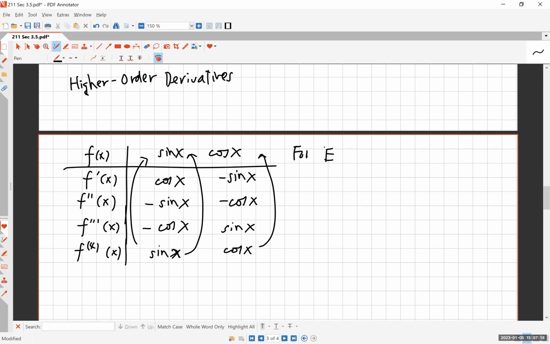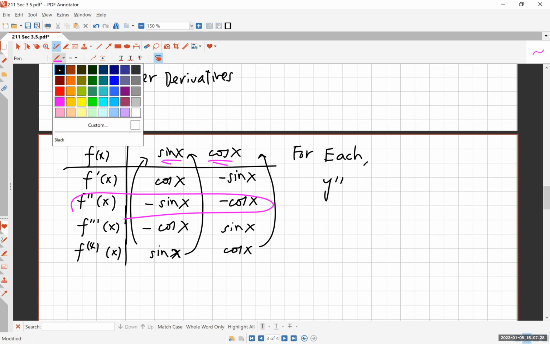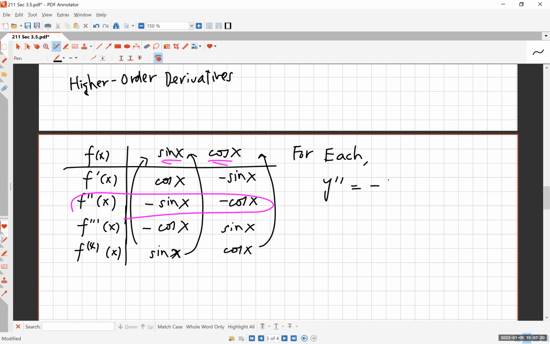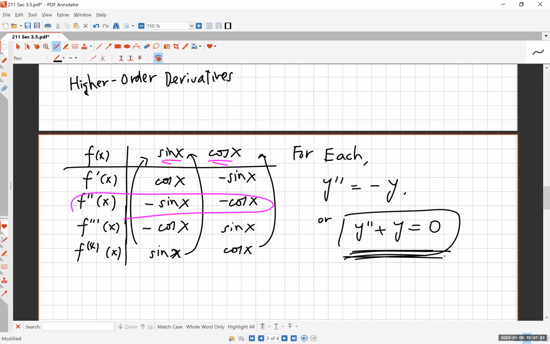Okay, so for each of these, notice the second derivative is exactly the opposite of what you started with. Okay, in other words, the second derivative of y plus y is equal to 0. Now you can look far and wide. And by the way, this is actually a very important equation. This is called a second order differential equation. And you will study more about these things in a differential equations course, of course.